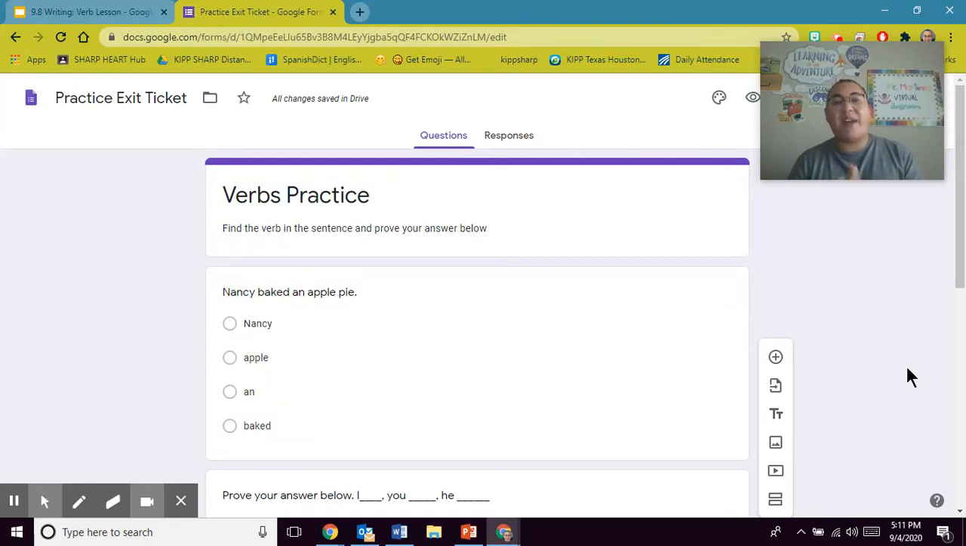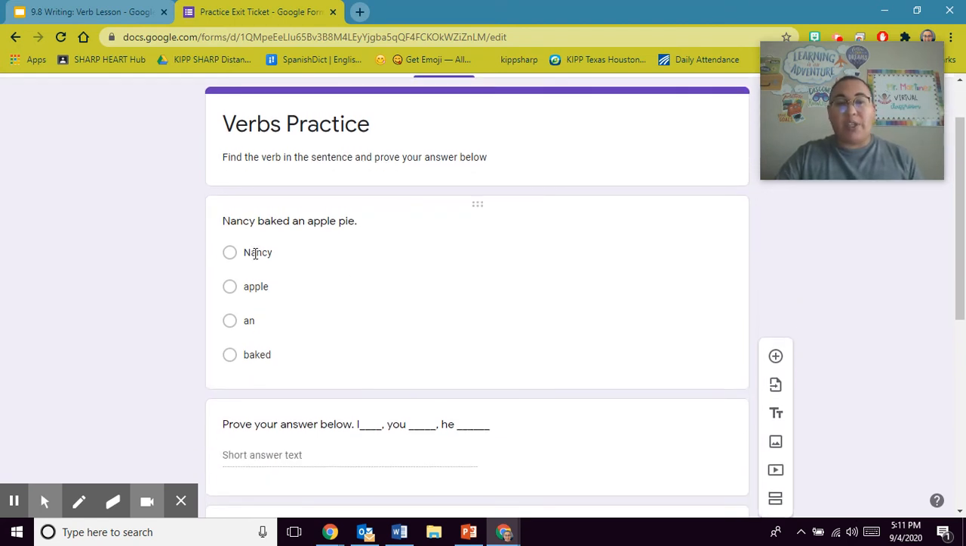All right, friends. So now that you've watched the model, I want to show you what your exit ticket will look like. So in this Google form, after this video, you're going to see some questions in your Google form, which are going to be your exit ticket. And it's going to be about verbs, right? Finding the action verb in the sentence below. So if you read here, it says, find the verb in the sentence and prove your answer below.